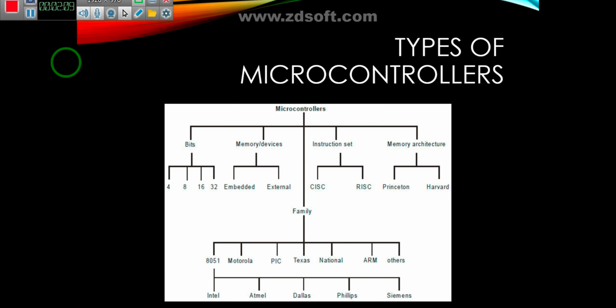Before we get to that, these are the brands: Intel, ASML, Dallas, Philips. That's behind the functions. You can get a memory device, instruction set, memory iterator. I'll mention that later.